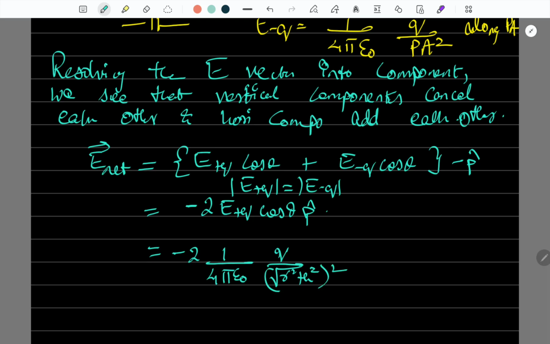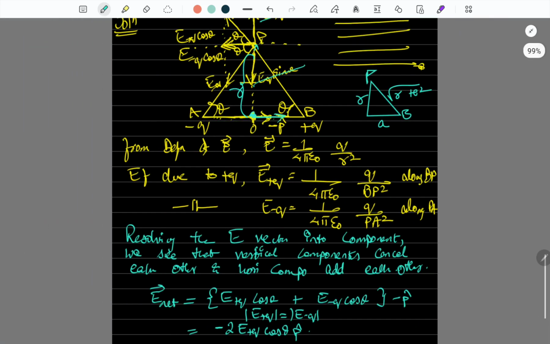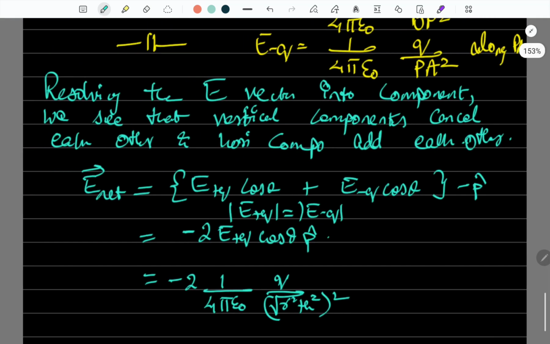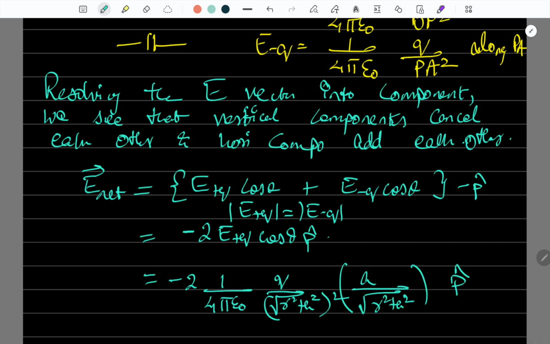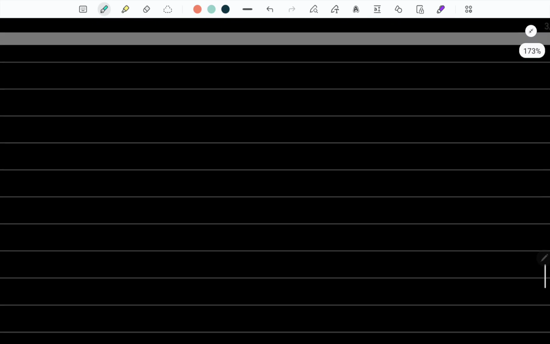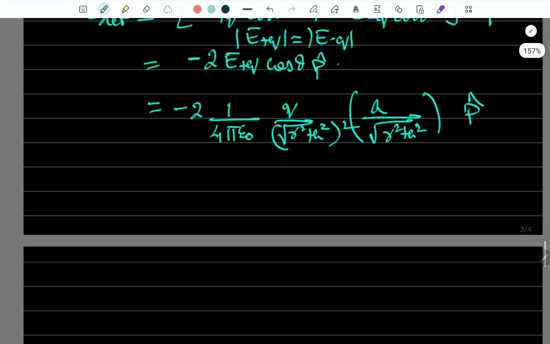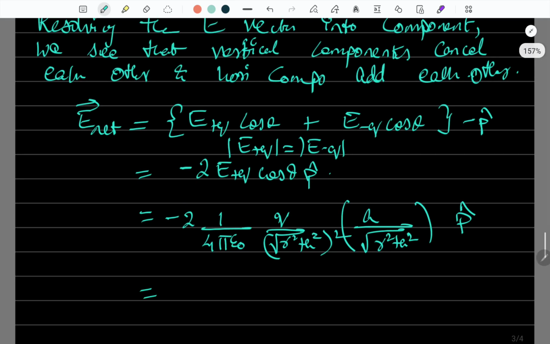Then cos theta from this triangle, cos theta is adjacent by hypotenuse, that is a by root r square plus a square. This will be cos theta and then P cap. Okay, I hope this is clear. Now let us try to write the next step.